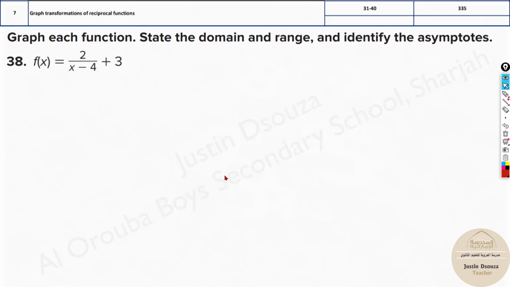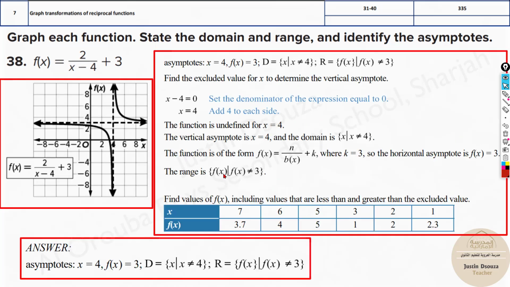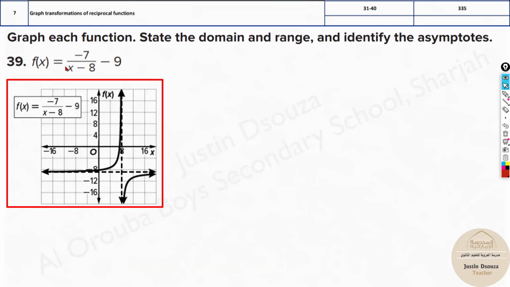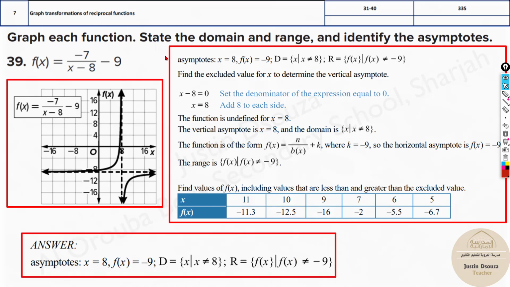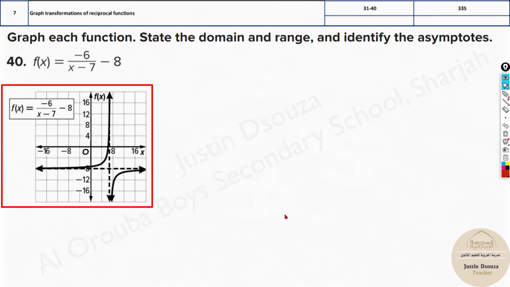Please do try these problems by yourselves and then check the answers. Here you can see the denominator becomes 0 when x is 8. So basically 8 is the undefined value. That is the vertical asymptote. And minus 9 is the horizontal asymptote. Then you just write the domain and range. The domain is all real numbers except the vertical asymptote, and for the range, you should exclude the horizontal asymptote.